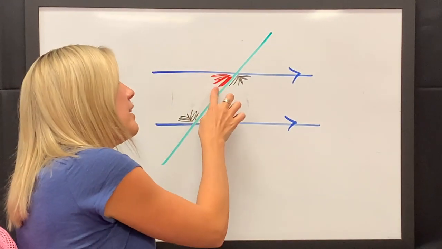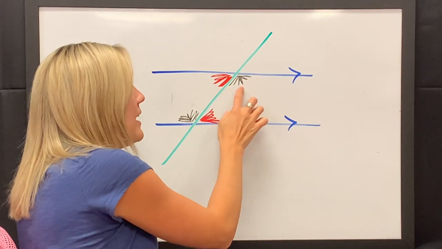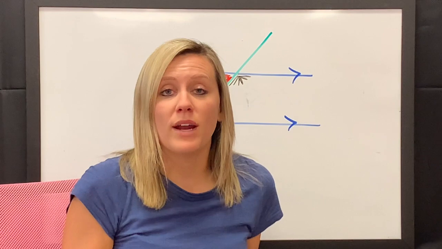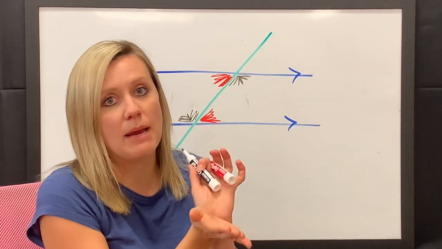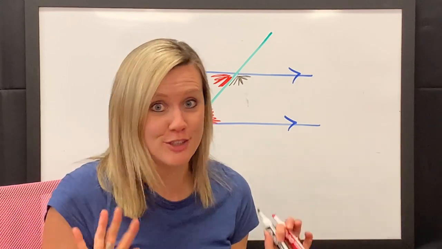So this red angle here is equal to this red angle here, and then this black angle here is equal to that black angle there. And when I say equal, I mean they have the same measurement of degrees. Okay, let's keep going. You're doing awesome.